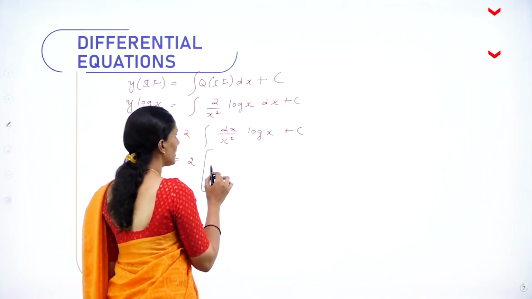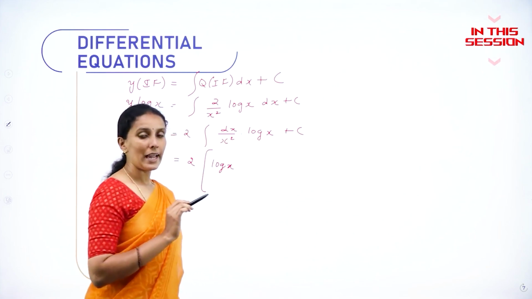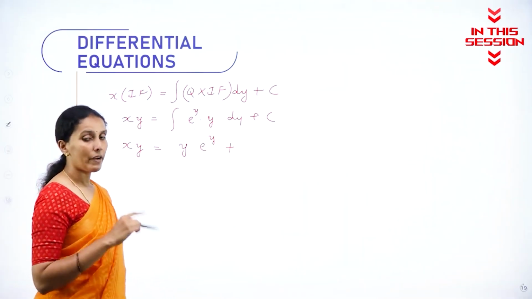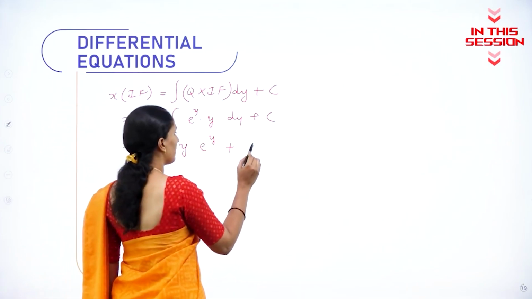So it says first function, I'll take the first function as log here. Remember the rule LIATE: logarithmic first and then algebraic and then exponential. Integral of e power y is e power y. Derivative of y is 1. Again integral of e power y is e power y.